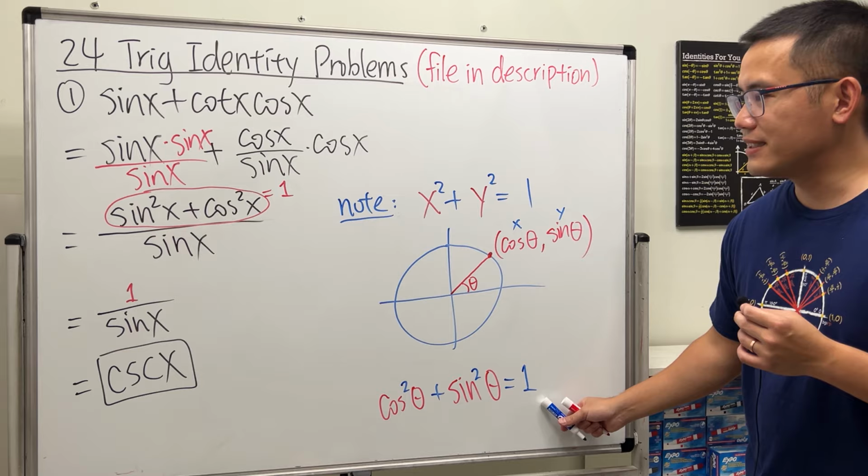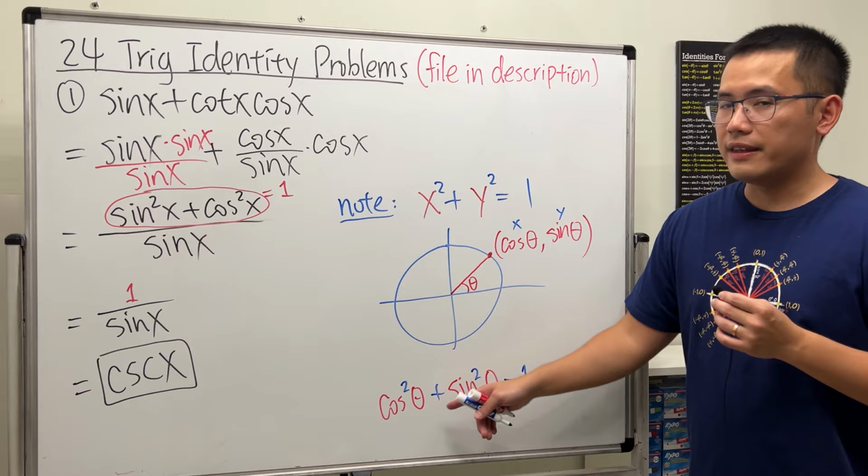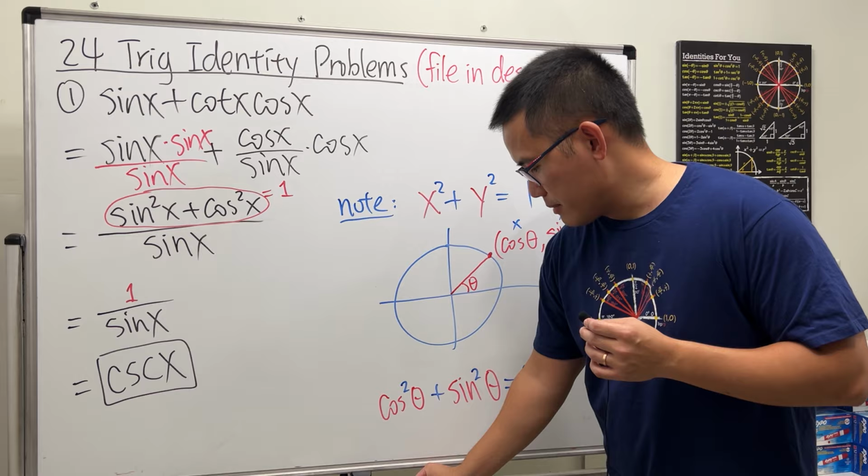Very nice. On the note, when I write down the identities, I will put down the angle theta, but for all the questions, I'm just using x. So just kind of keep that in mind. Okay, that's the first one. Yay, and then just 23 more to go.